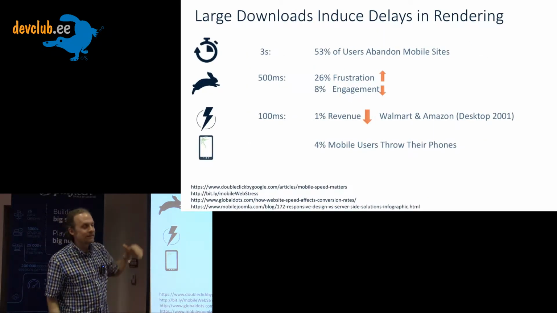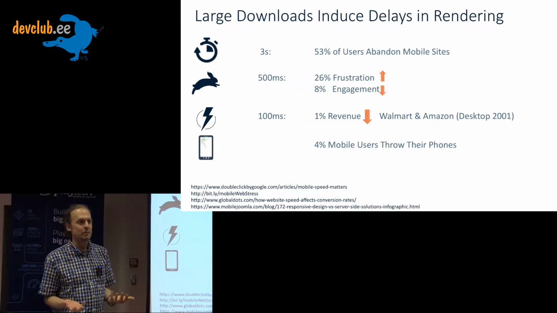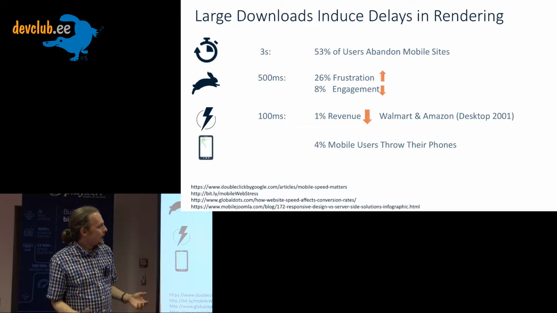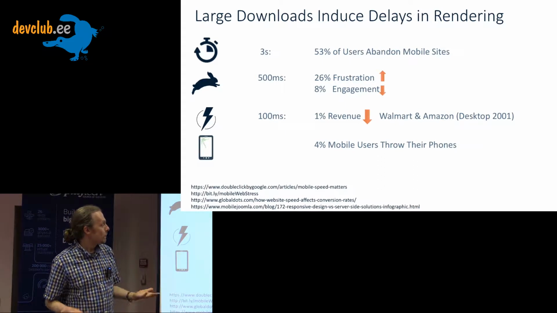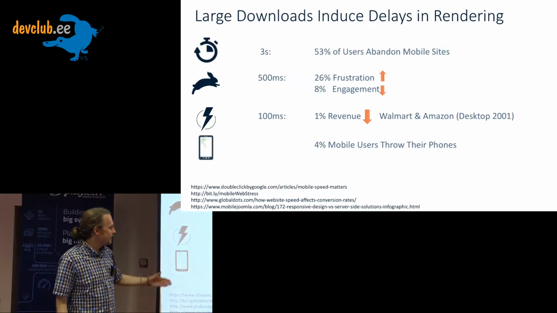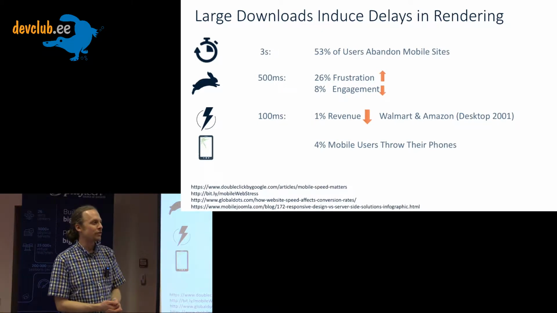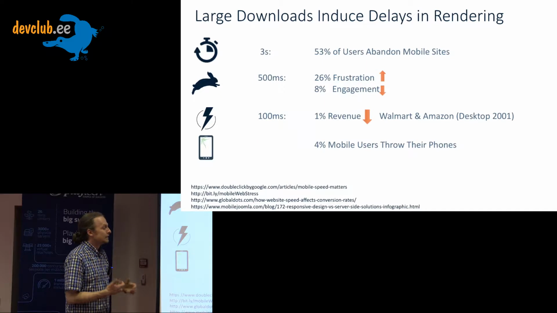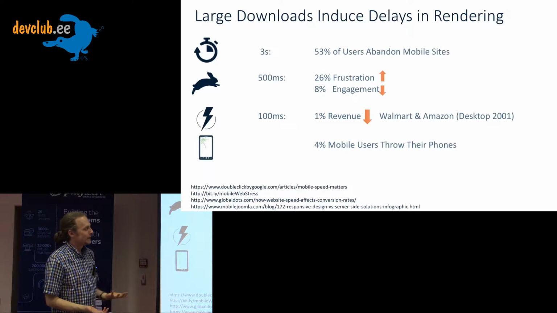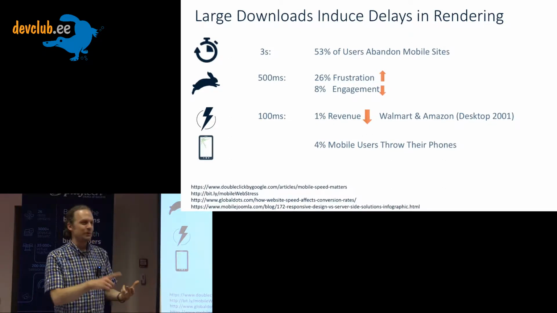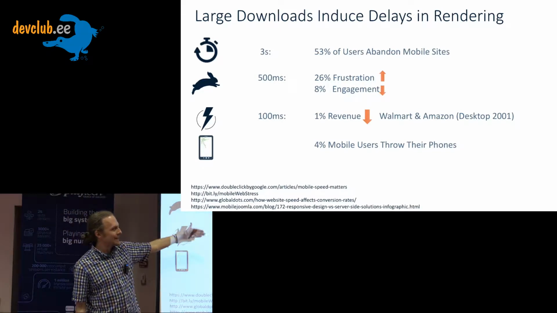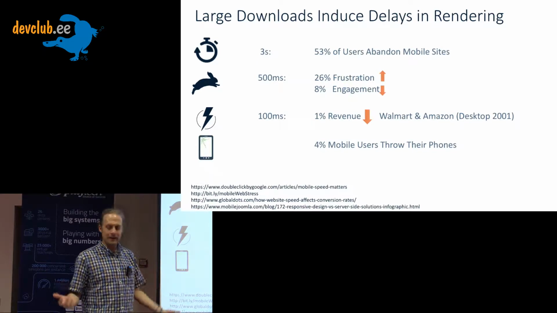Google found that a 3-second delay causes 50% of your users to abandon your mobile website. A half-second delay increases frustration, lowers engagement. About 20 years ago, both Amazon and Walmart found that every 100 milliseconds costs them 1% of revenue. And my favorite stat of all is 4% of mobile users admit to throwing their phone when there's a slow mobile website. So people don't like slow, so we shouldn't do that, right? If you're trying to build an e-commerce site, if you go to the mall, it's always happy music, really bright lights, keeping everybody cheerful, because when you're cheerful, you spend more money. But if you're frustrated and less engaged and angry, you're less likely to buy things.